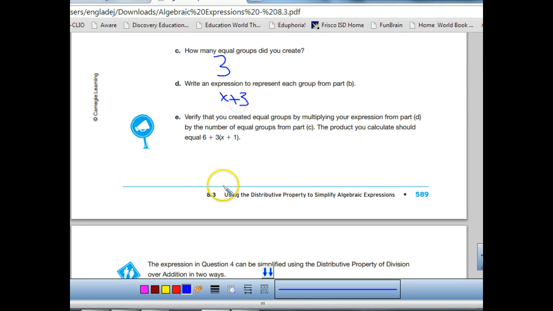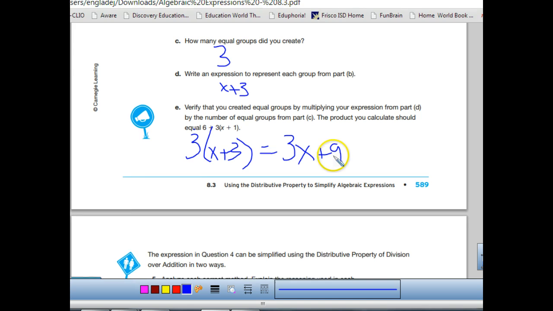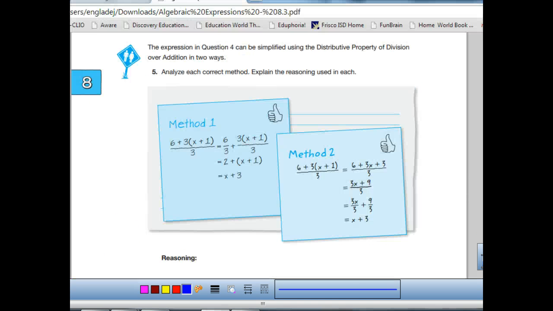And so it wants me to verify that I created equal groups by multiplying 3 times x plus 3. And hopefully you agree that that does give me 3x plus 9, which this is equal to, right? 3x plus 9. Okay.